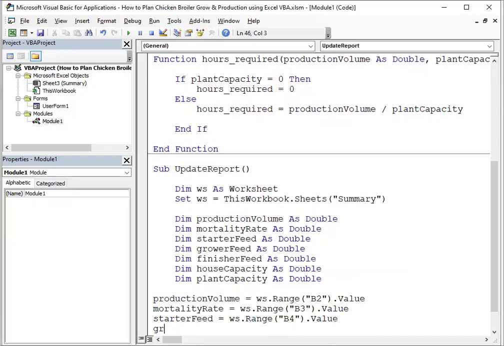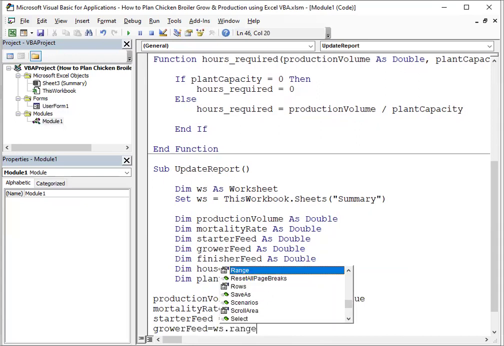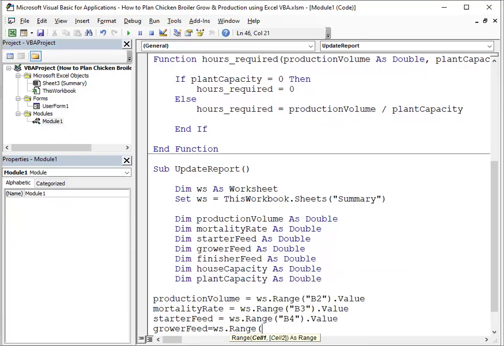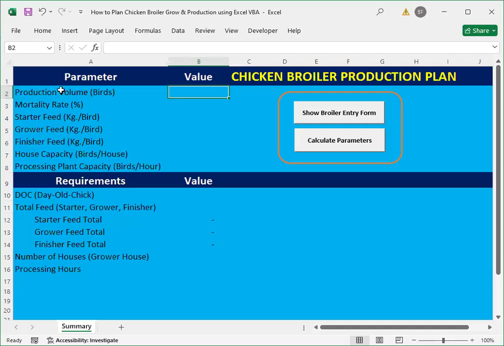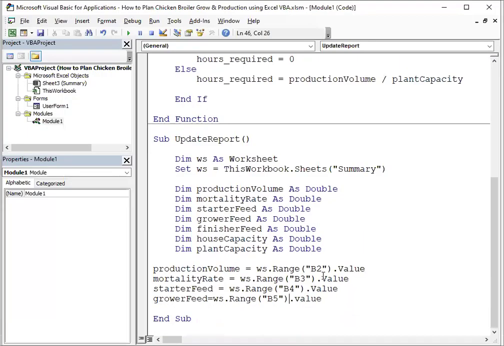Then grower feed equals ws range, that would be in B5. You understand what I'm trying to do here? Before I forget the closing parenthesis, let's go to the Excel. The range that we're getting is B2 for the production volume, B3 mortality rate, starter feed B4, grower feed B5, finisher feed B6, B7, and B8. So from B2 to B8. Going back to Visual Basic, that's what we're trying to do.